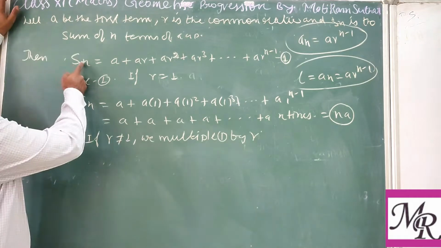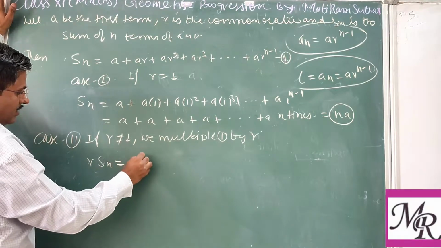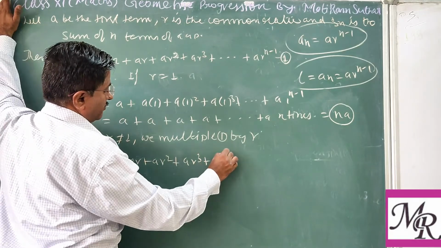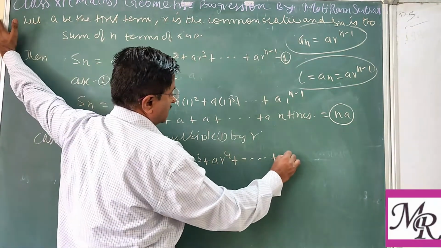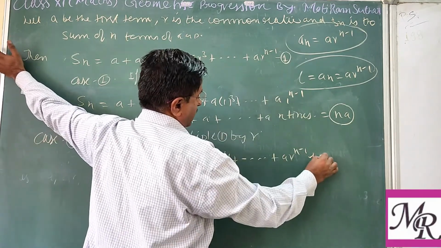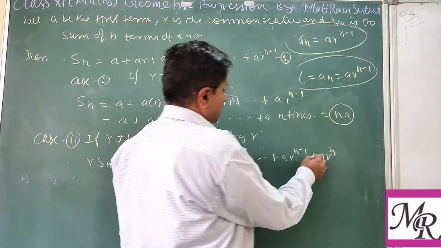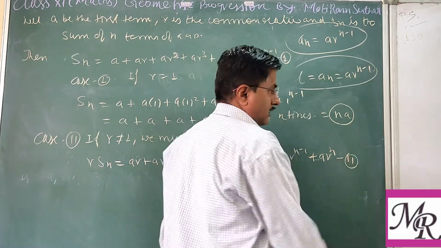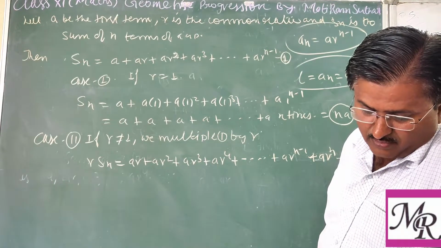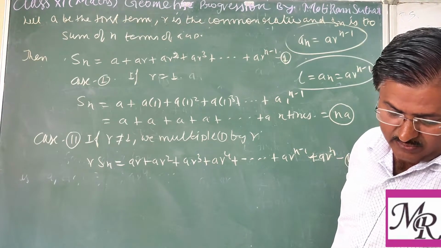So what we get? R into Sn on the left side; on the right side A into R first, second AR square, AR power 3, AR power 4, and last AR power n minus 1 multiplied by R, that is AR power n. So this is equation 2. Clear? So see this carefully. We are multiplying each term by R on both the left side as well as the right side.